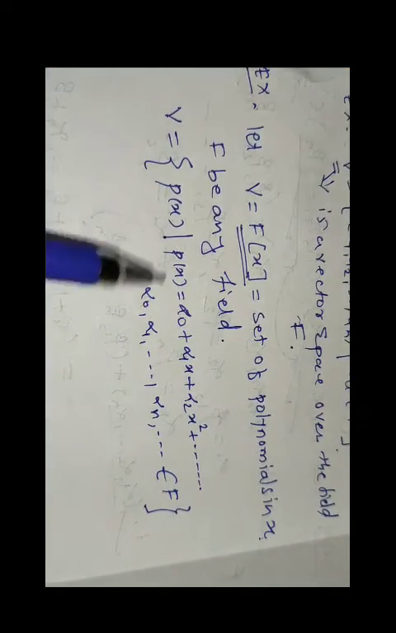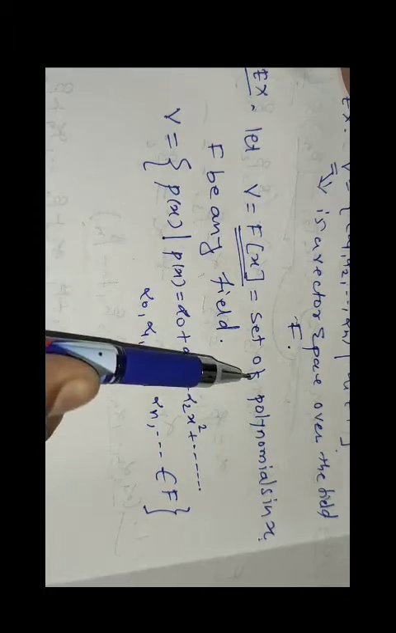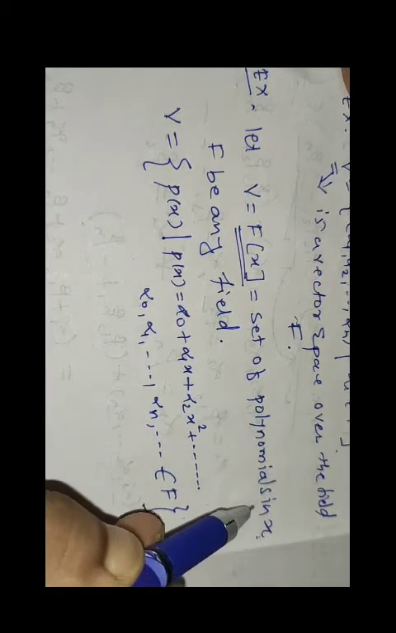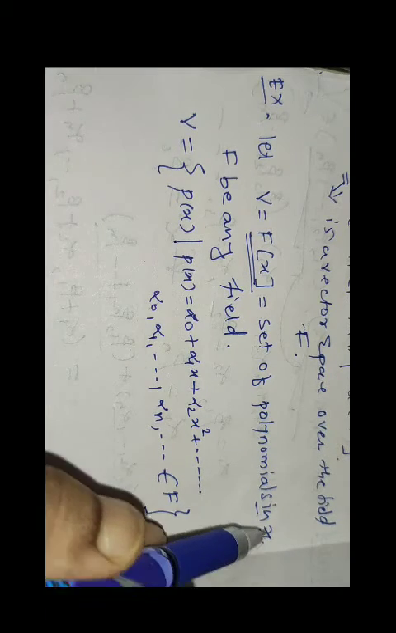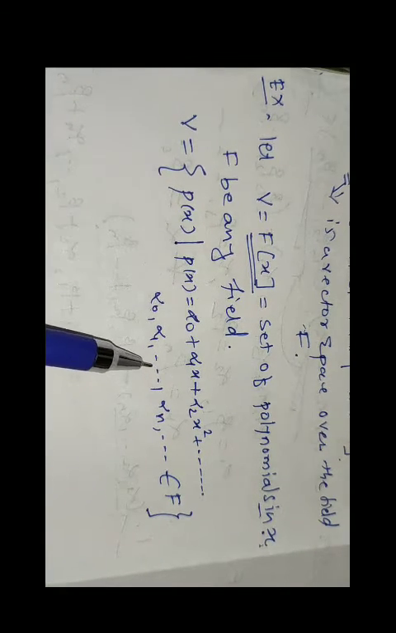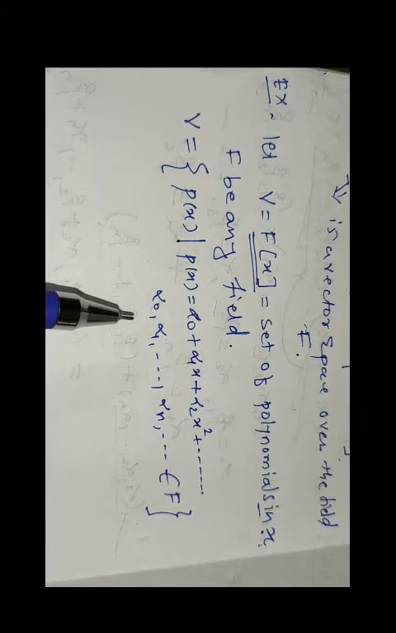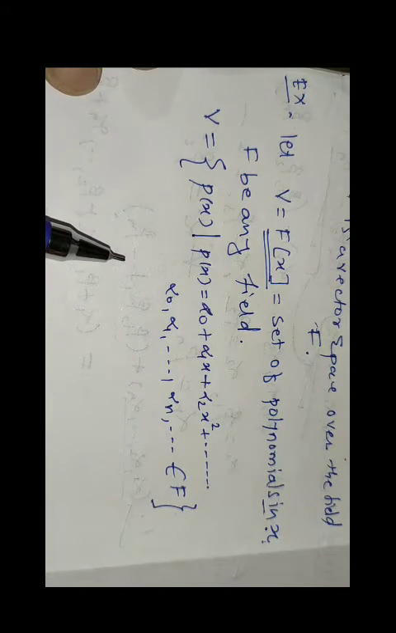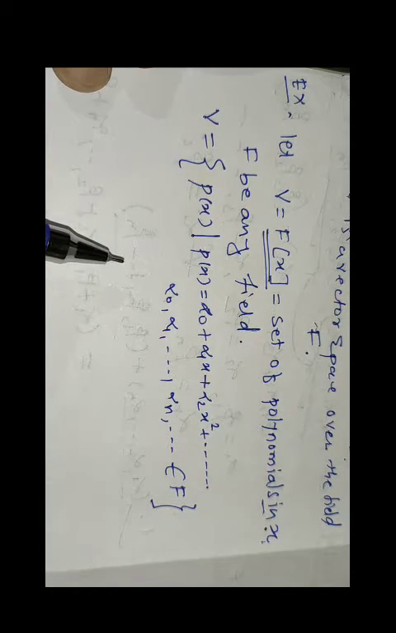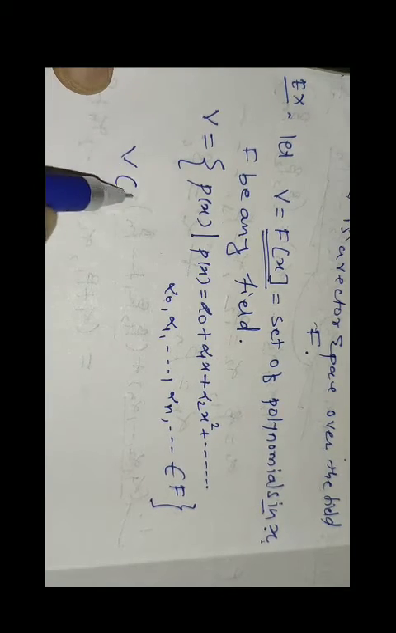So here the degree is not mentioned. Try to understand. V is equal to F of X, the set of polynomials in X. But what about the degree of that polynomial? It is not mentioned. So V is the set of polynomials. It is an infinite set. So many polynomials belong to that set V. So student, you can verify yourself. V is a vector space over the field F.